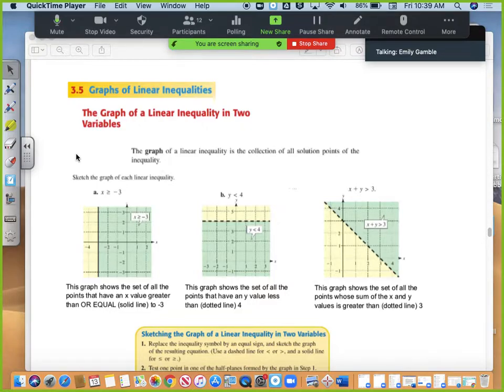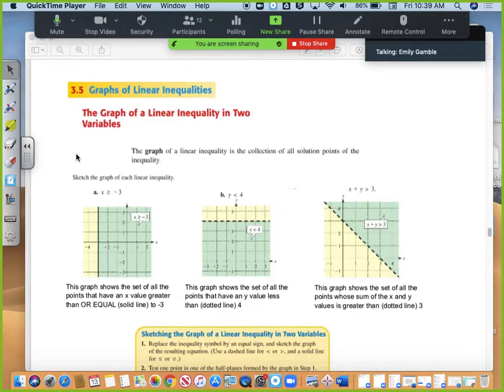which will determine if your line should be a dotted line or a complete solid line. And then we're also going to be shading in certain areas to show that those are solutions. If you remember in chapter 2, I believe, when we were solving inequalities, we would have to solve the inequality and then graph it on a number line. Kind of similar to this in that we now have to graph these inequality graphs and then draw it not necessarily on a number line but on a coordinate plane now.